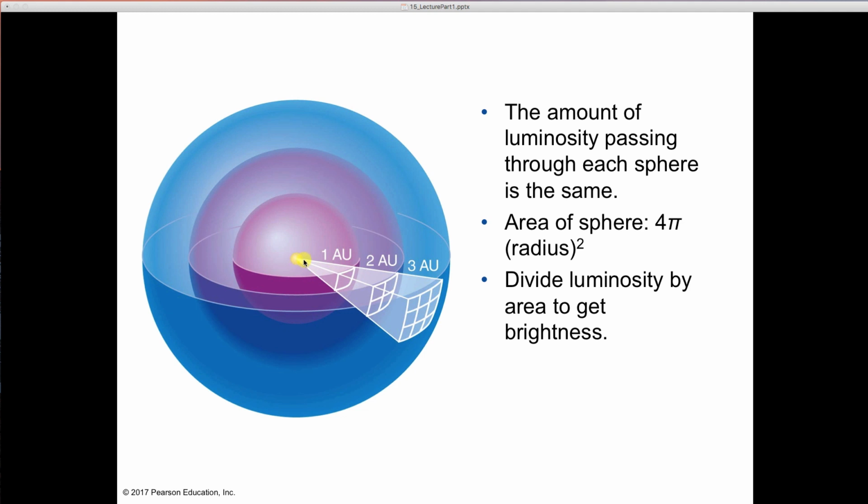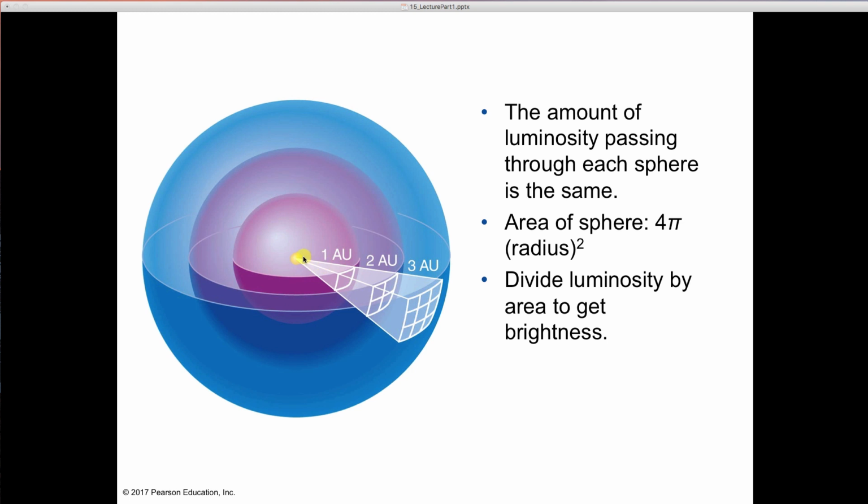And if we think about an imaginary ball surrounding the star that has a radius of 1 astronomical unit, that's the distance from the Sun to the Earth, all that energy that the star is producing every second is going through that ball. Every second, the same energy that the star produces goes through that ball.